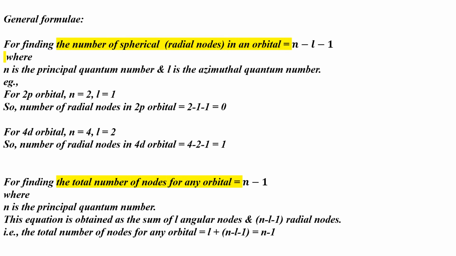The next formula is for calculating the total number of nodes for any orbital. The formula is n minus 1. Here n stands for principal quantum number. This formula is obtained as the sum of L angular nodes and n minus L minus 1 radial nodes. So if you take the sum of these, you get the total number of nodes for any orbital as L plus n minus L minus 1. This obviously is equal to n minus 1. So if you want to calculate the total number of nodes for any orbital, you can use the formula n minus 1.